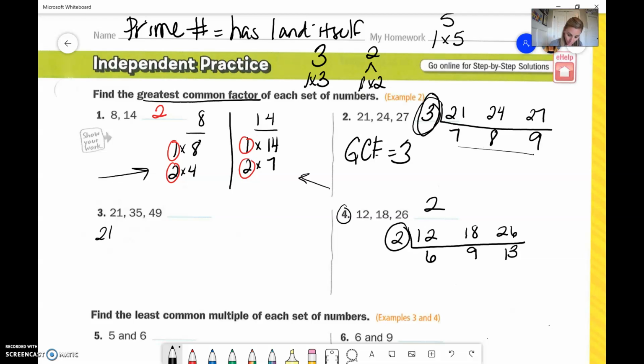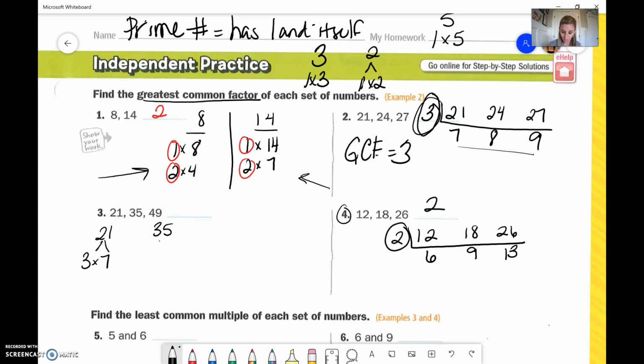So 21. We're going to break that down into 3 times 7. So 3 I know is prime because only 1 and 3. And 7 is prime because I can only multiply the whole number 1 and 7 to get 7. So those are both prime, so that's it. So the prime factorization for 21 is 3 and 7.